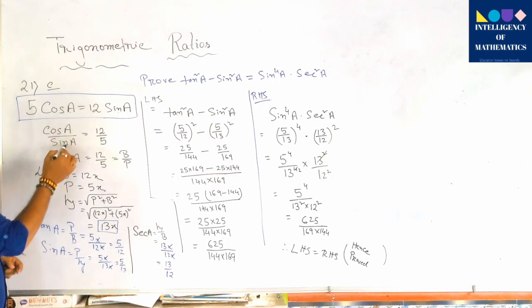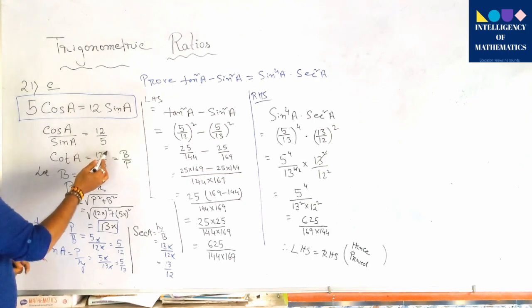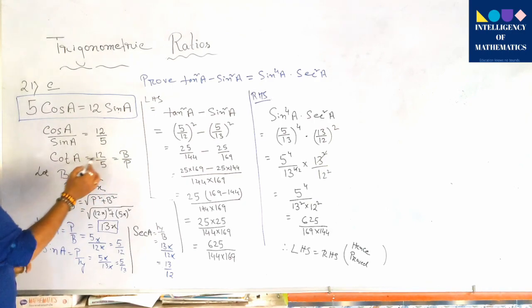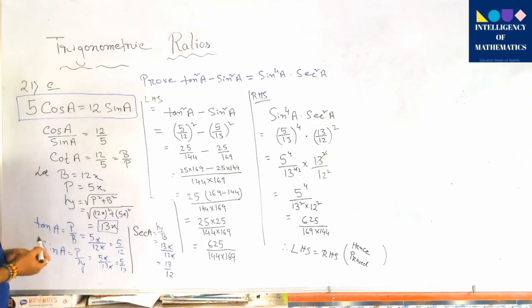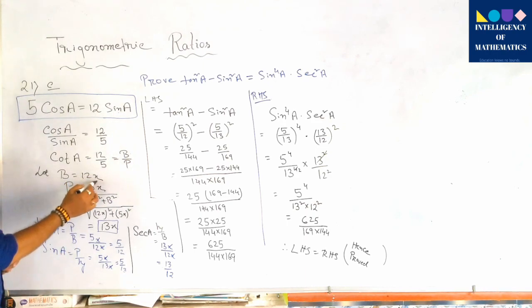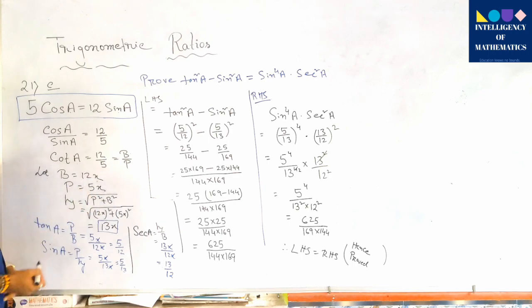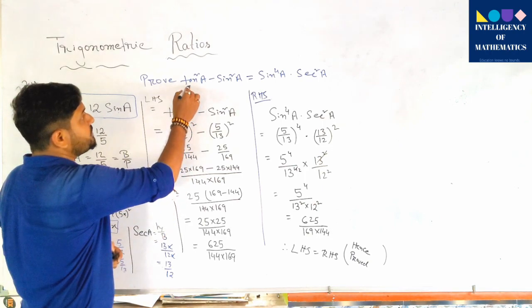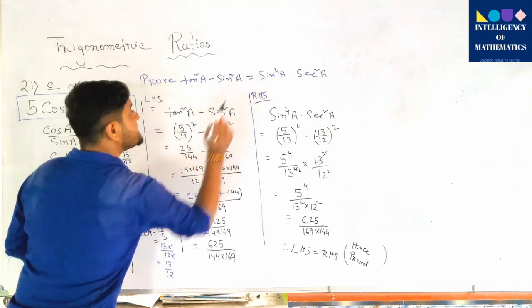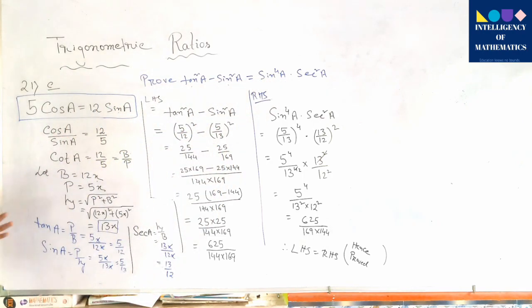Now this cos A we have kept, sin A we have brought down. So cos A by sin A we will be getting cot A, whose value is given 12 by 5, and we know cot means base by perpendicular. So we have base equals to 12x and perpendicular is 5x. The missing side is hypotenuse. So hypotenuse formula we know. Then we put the value of base and perpendicular, and we get the hypotenuse is 13x. Now we need the values of tan A, sin A and sec A. So those three values we will take out.